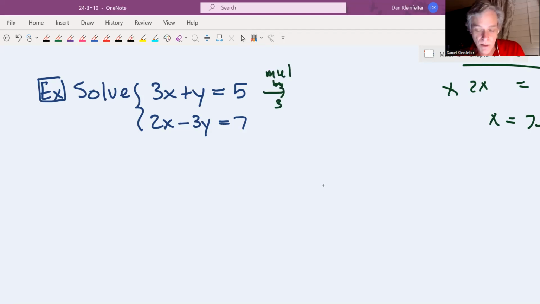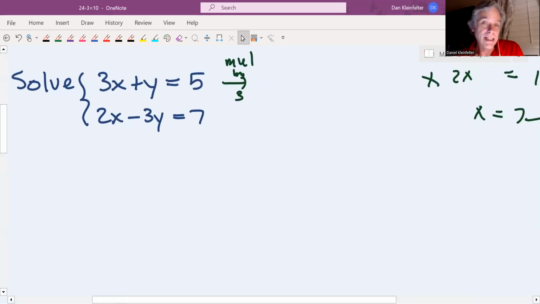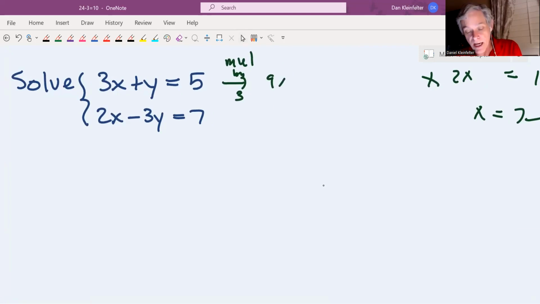Now I like to make a little note to myself so that I remember what I did in case I have to go back and check. So we're multiplying by 3. This will give us 9x plus 3y is 15. Keeping the second equation the same, we'll have 2x minus 3y is 7.